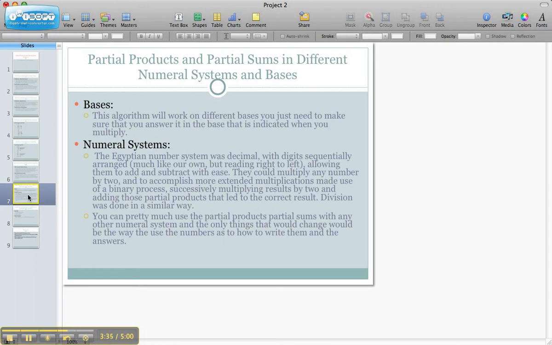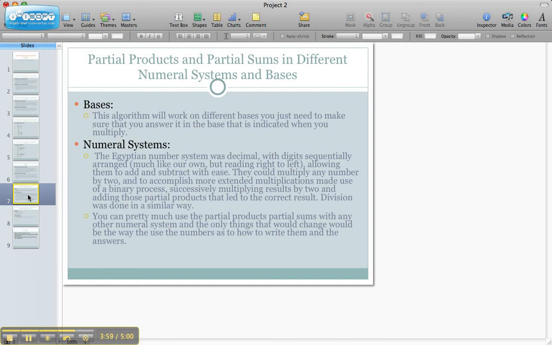The Egyptian number system has digits subsequently arranged from right to left, allowing them to add and subtract with ease. They could multiply any number by 2, and to accomplish more extended multiplications, made use of a binary process, successively multiplying results by 2 and adding those partial products that led to the correct result. Division was done in a similar way.